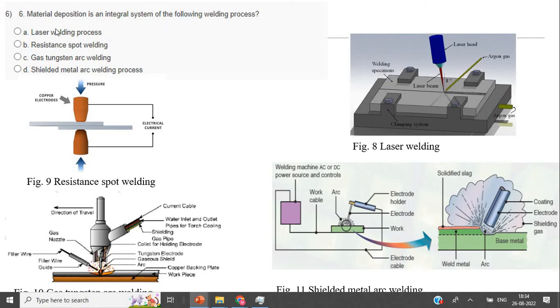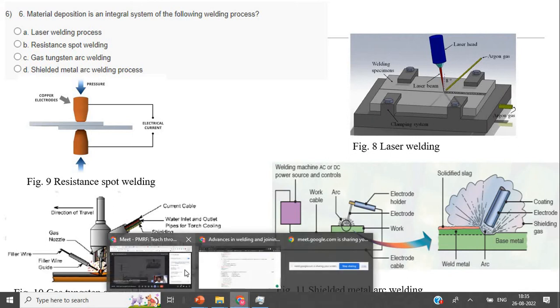I think you are able to see this, right? Material deposition is an integral part of which of the following welding processes? Shielded metal arc, gas metal arc, resistance spot, or laser welding. Option A is laser welding, B is resistance spot welding, C is gas metal arc welding, and D is shielded metal arc welding.